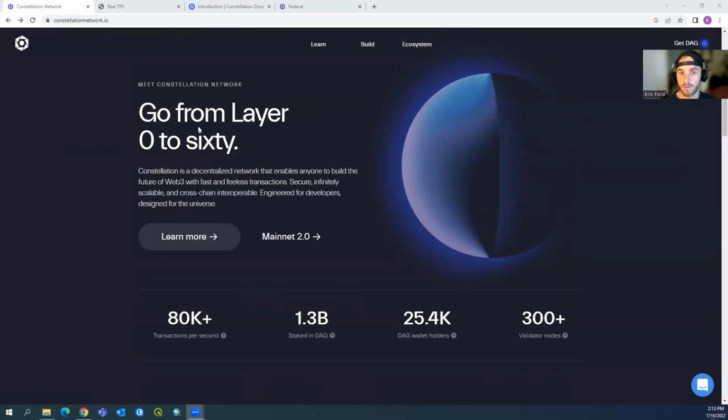Those types of projects are going to explode. It's not going to be meme coins. It's not going to be decentralized exchanges. It's going to be interoperability, because that is the entire future of everything.